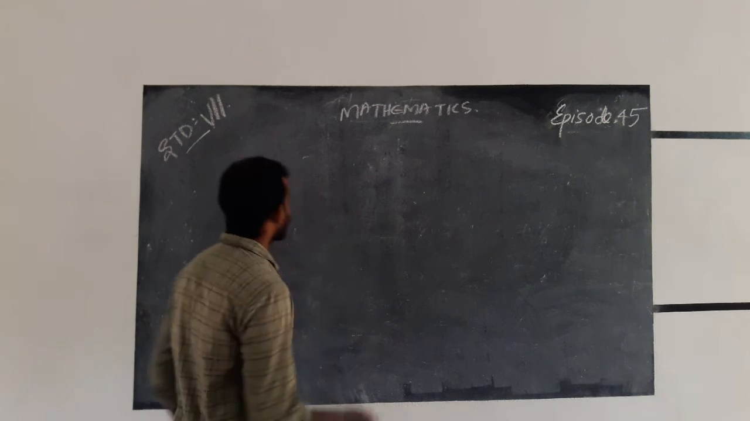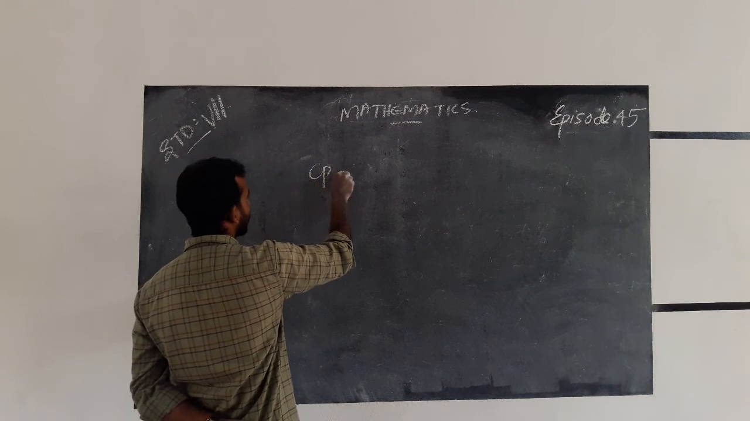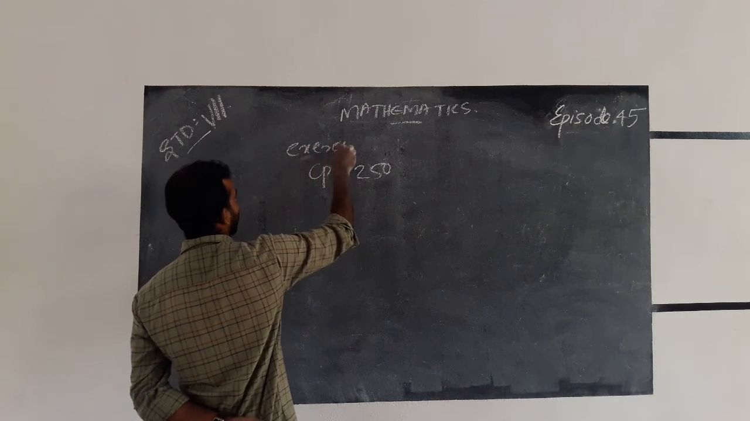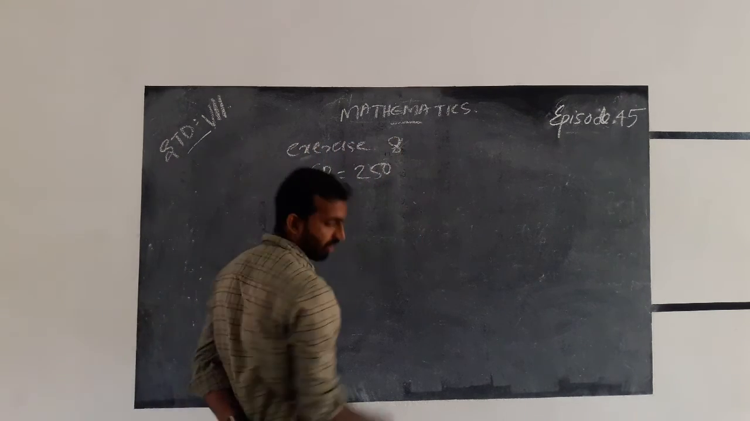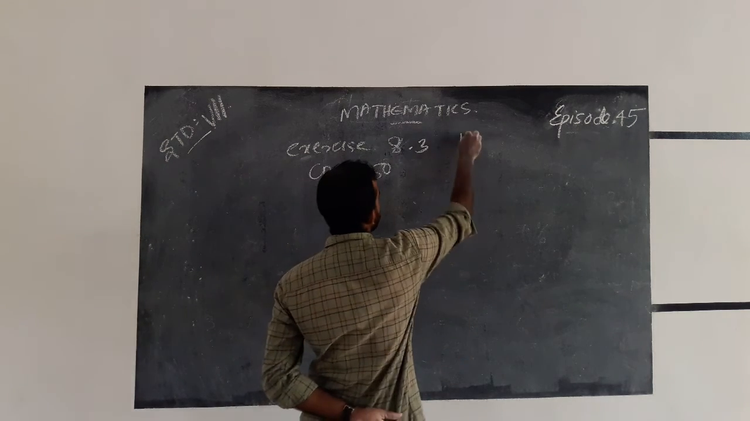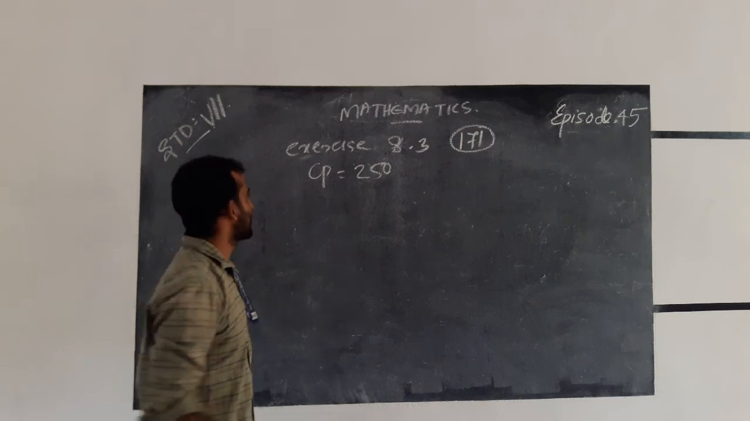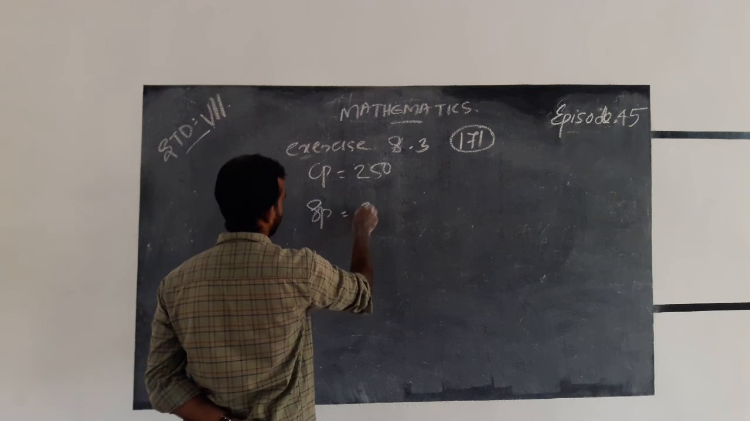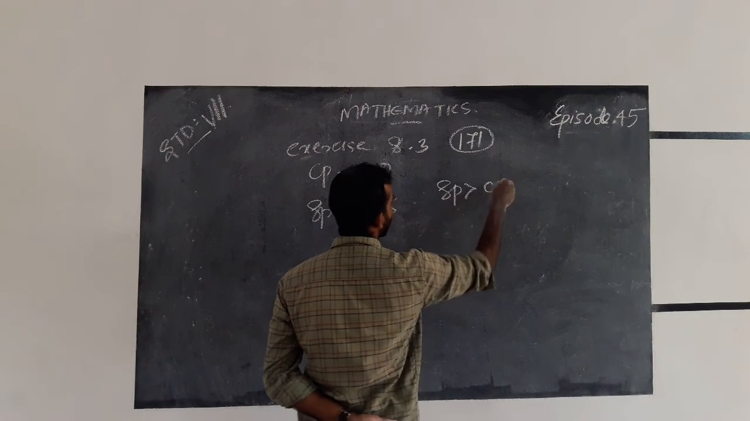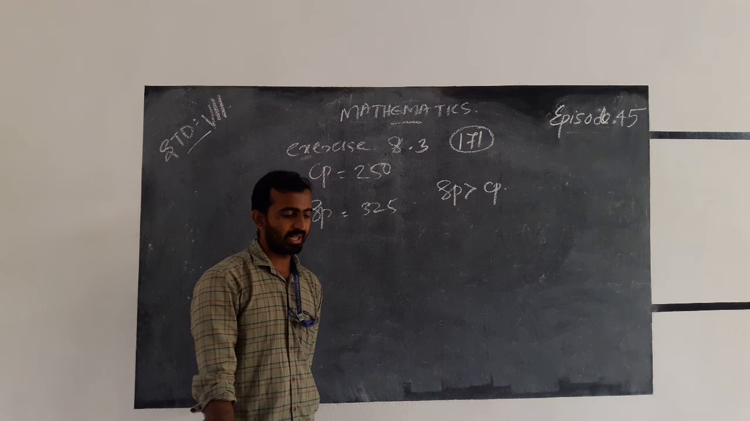Cost price is 250. Exercise 8.3, page number 171. That is CP equal to 250 and SP is 325. SP is greater than CP, so here we get the profit or gain.